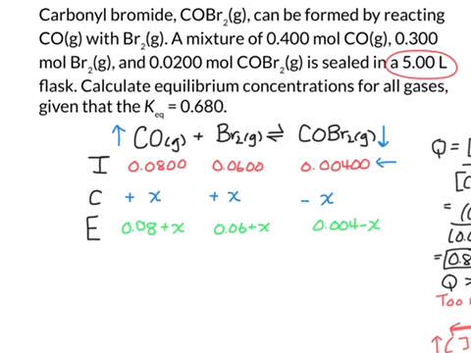To solve this reaction from here, you would need the quadratic formula, so we're not going to go any further. But if you're ever given a problem where you're given the initial concentrations of both reactants and products, you must test for Q.